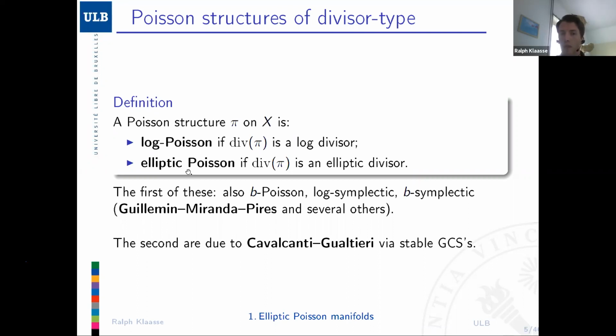The second ones have also already appeared in the literature. They started with the work of Cavalcanti-Gualtieri on stable generalized complex structures. As you might know, a generalized complex structure always has an underlying Poisson bivector. And as it turns out, for stable ones, these are elliptic. But what we care about today is not so much this stable GCS stuff, but really just the Poisson geometry of the guy itself, not necessarily whether it's coming from a generalized complex structure or anything.